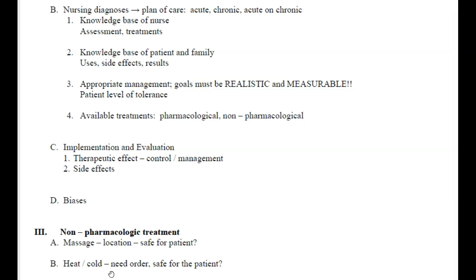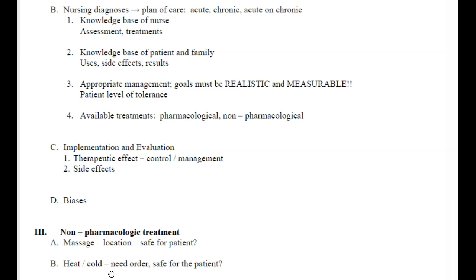So again, when we're setting our goals and also when we're educating our patients, we need to be realistic and it needs to be measurable. And so that's where we need to make sure that we have a time frame, and also, if possible, if we can use one of the pain scales that we discussed previously.